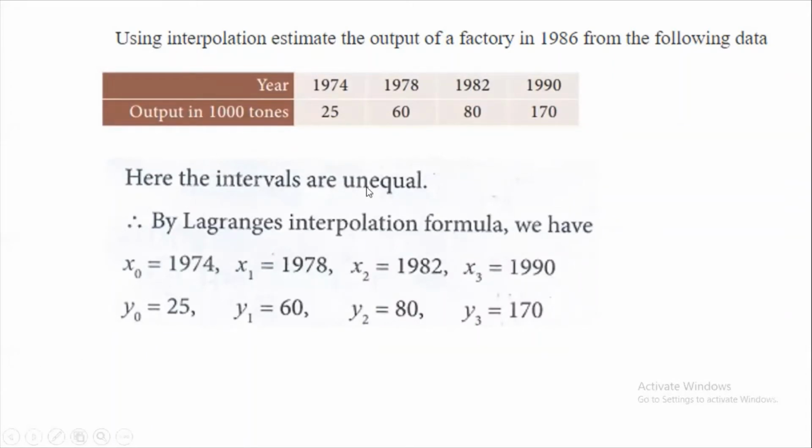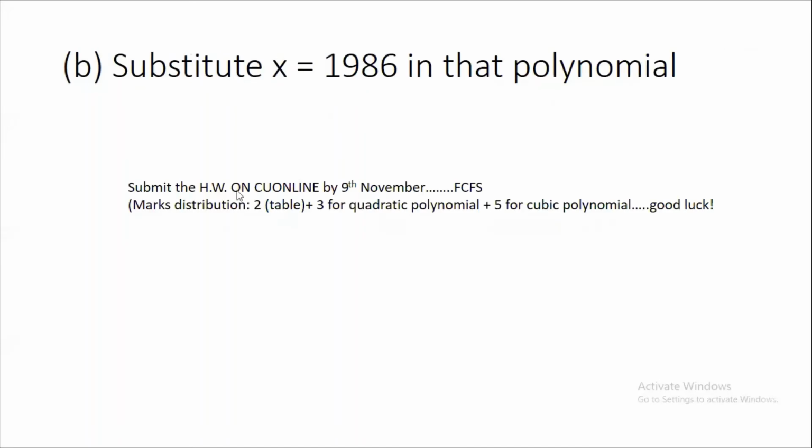The data is given to you and I want to find the output in thousand turns in the year 1986. Where is 1986? Somewhere here. And if I have asked you to use the highest order Lagrange interpolation polynomial, by highest order I mean go for the highest order possible from these data points. So you can see 4 data points, so of course the highest order polynomial is cubic. All right, got the point. So now find the polynomial and then substitute x is equal to 1986. Always follow the same steps as I teach you in the video.